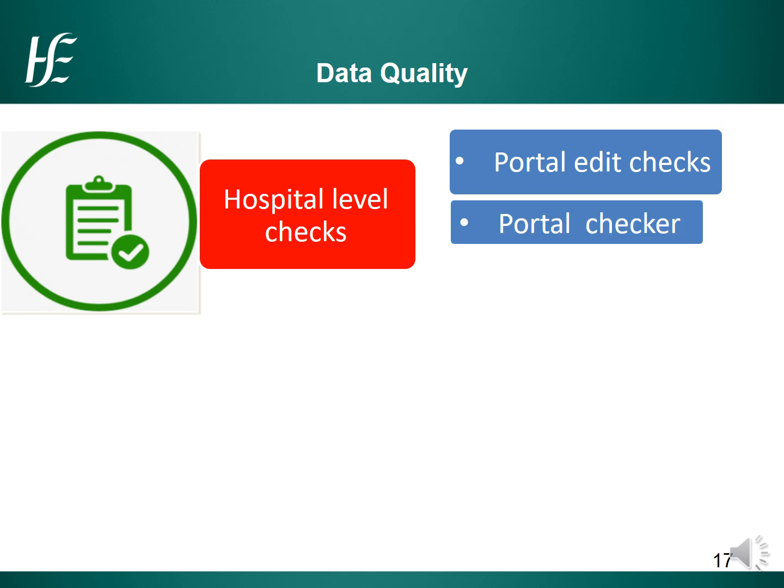The portal checker highlights anomalies in the demographic, administrative and clinical data. This gets run regularly in the department, and errors should be amended prior to the data being exported to the HPO.